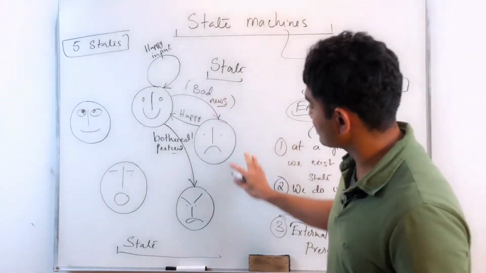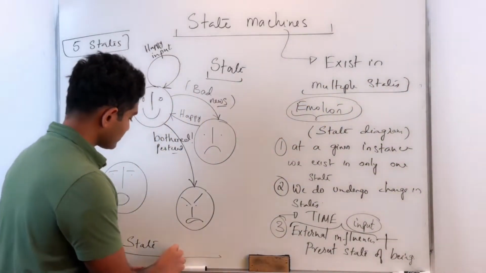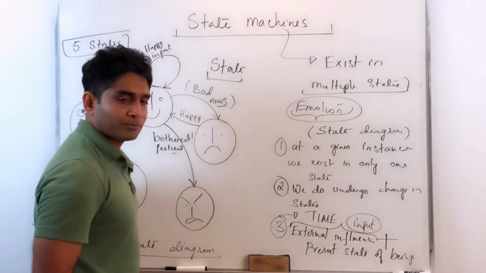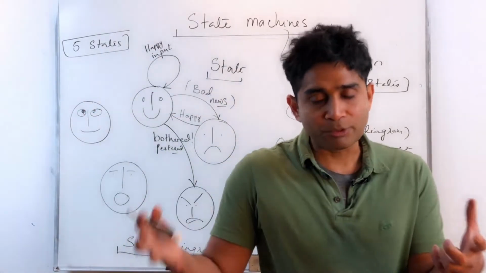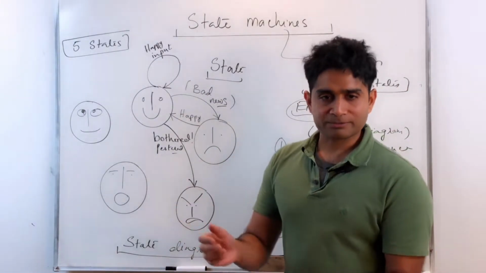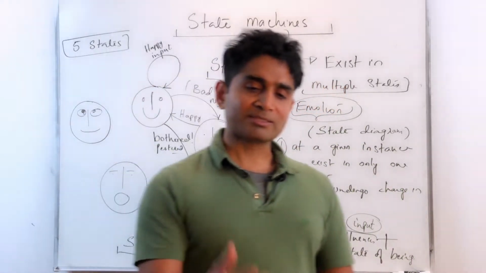When I complete this exercise for each state, I'm done with the state diagram. So that's my state diagram. And what does it do? It basically provides me with a snapshot of that state machine, how that machine operates, how that machine transitions from one state to the other.